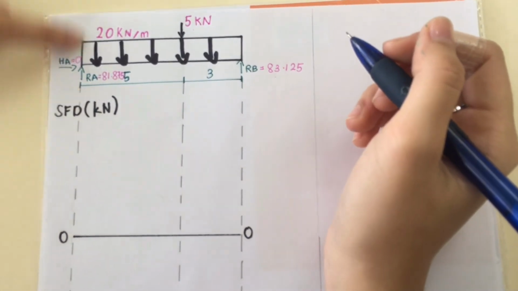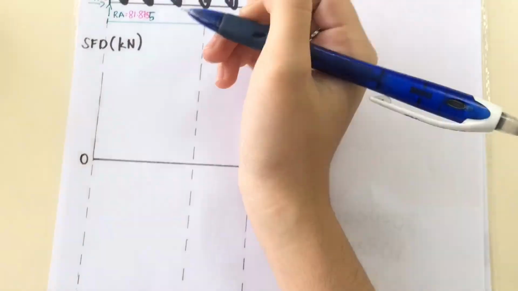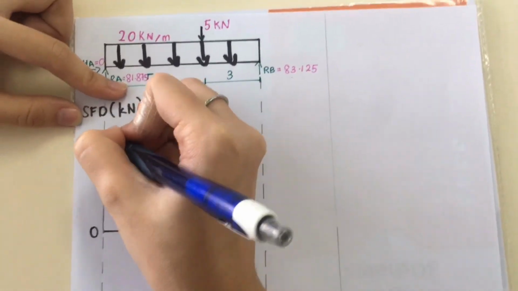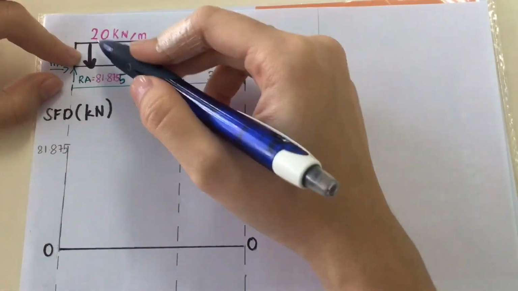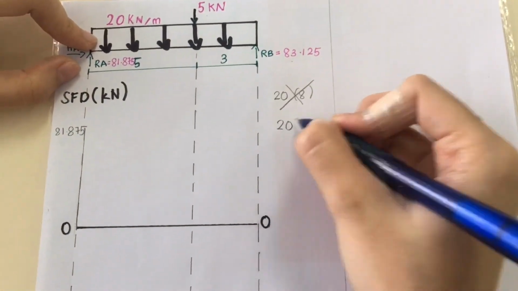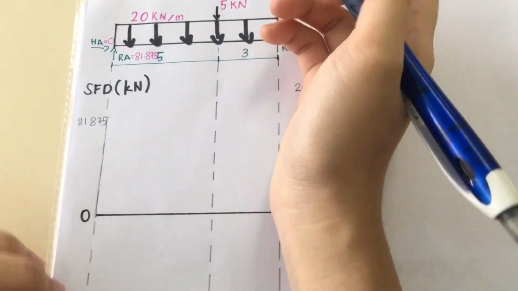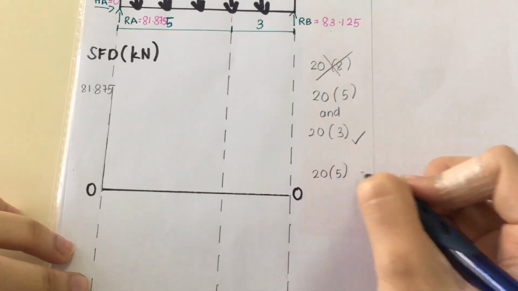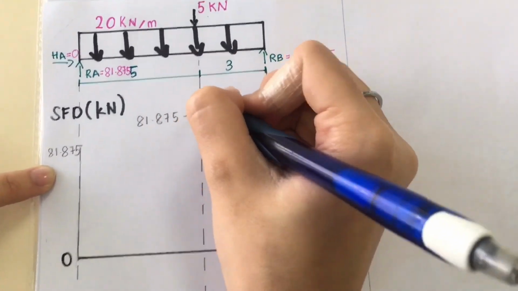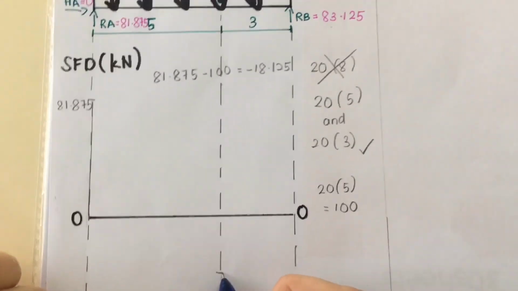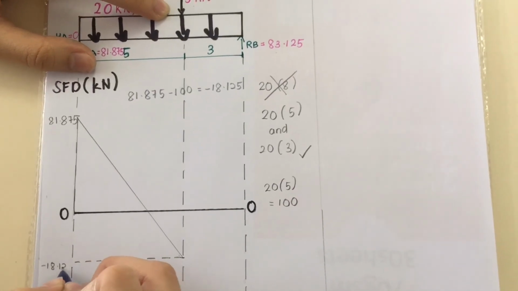After that, we are going to do the shear force diagram. So the value of RA is positive, so we are going to go upwards and mark the value. And the next is we are going to divide the 20 into 2 distances, which is 20 times 5 and 20 times 3. So the first is 20 times 5 equal to 100. We are going to minus it, so it will be negative 18.125. So just take the ruler and line it up and mark the value.